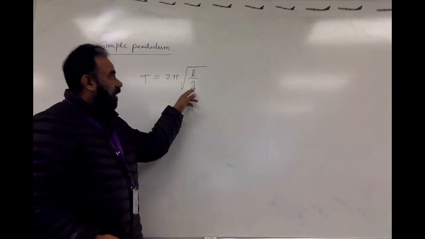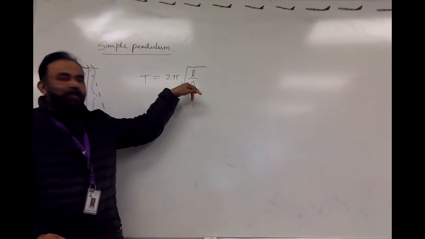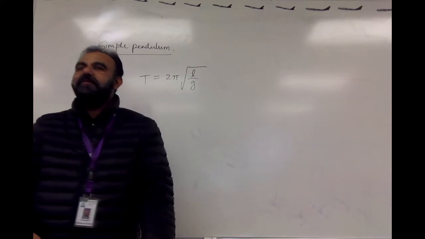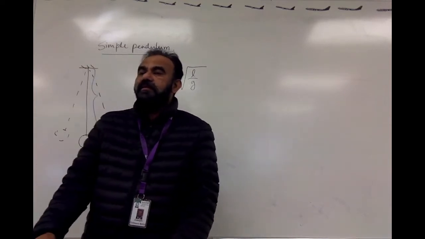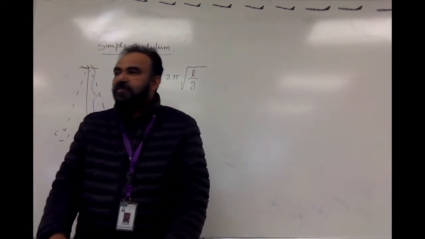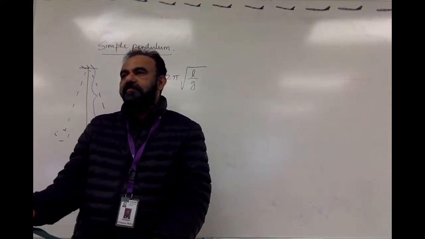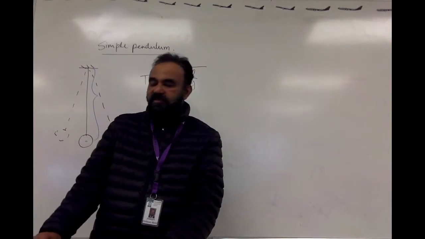Now, what happens if the apparent g is zero in this equation? What will happen? When you divide something by zero, what do you get? Undefined. It becomes zero. You can't divide. No. Okay, I'll teach you some division now.